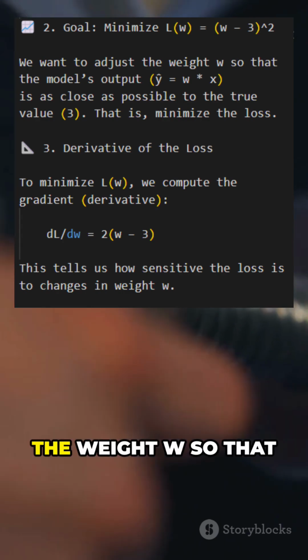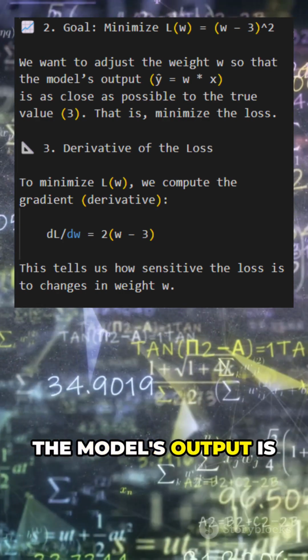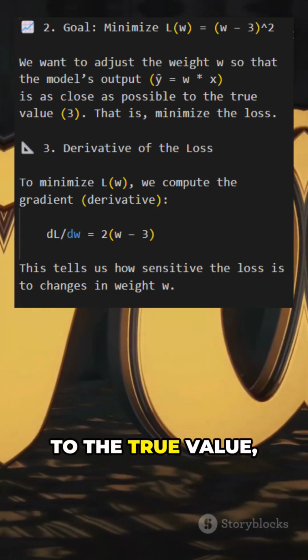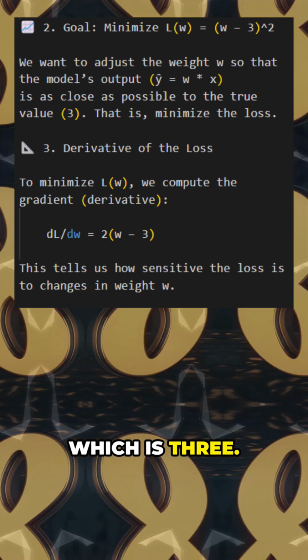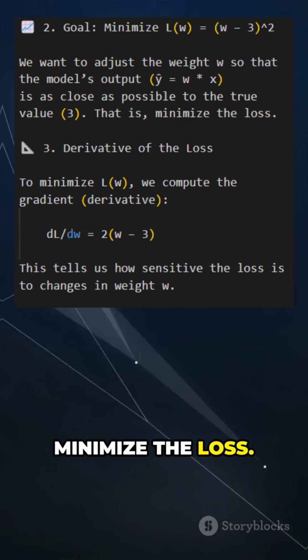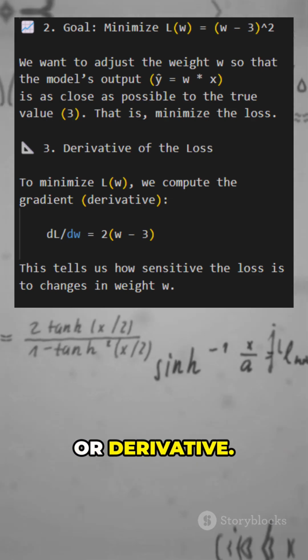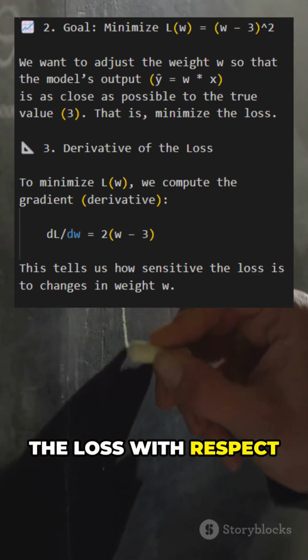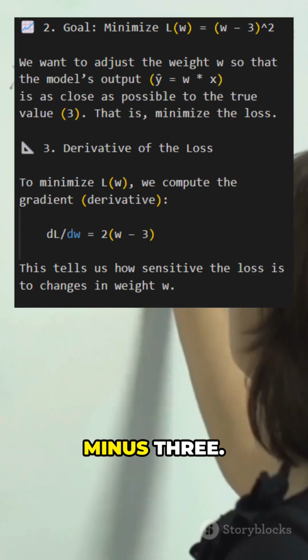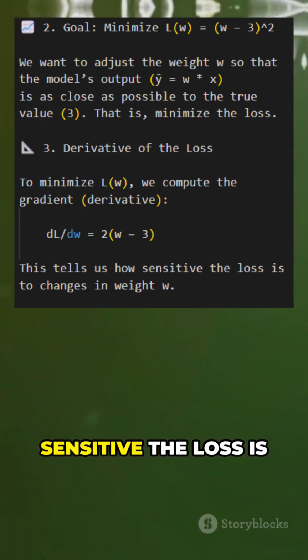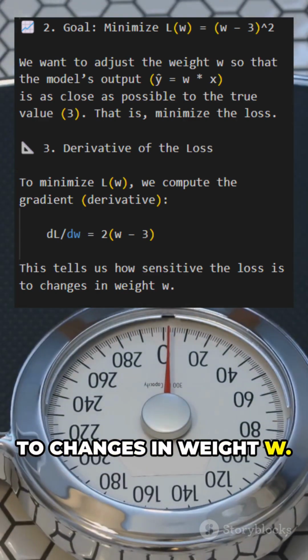We want to adjust the weight W so that the model's output is as close as possible to the true value, which is 3. That is, minimize the loss. To minimize the loss, we compute the gradient, or derivative. The derivative of the loss with respect to W is 2 times (W minus 3). This tells us how sensitive the loss is to changes in weight W.